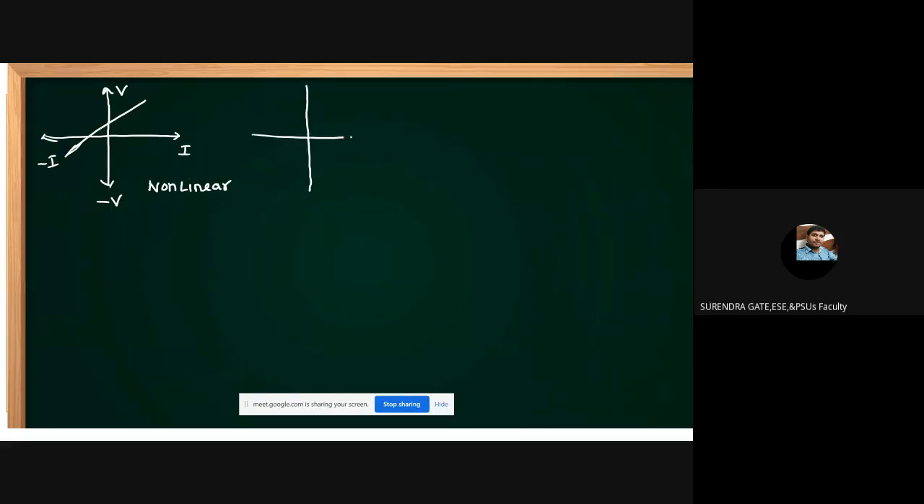One more example. This is plus V, this is minus V, this is plus I, this is minus I. This is also non-linear because it is not passing through the origin. Like that, we can identify whether it is linear or non-linear.